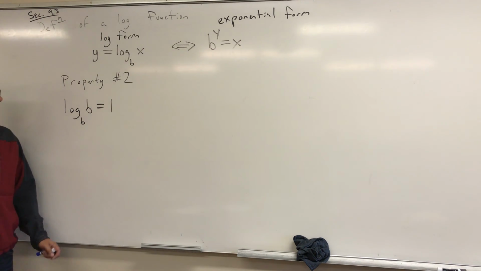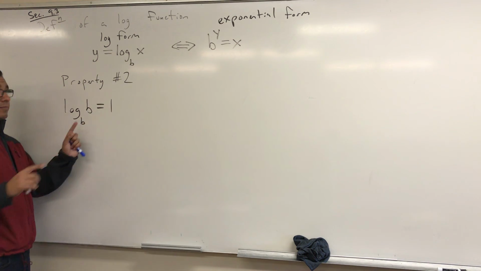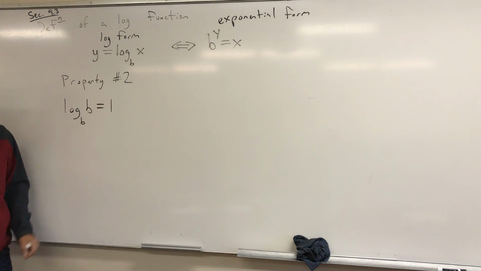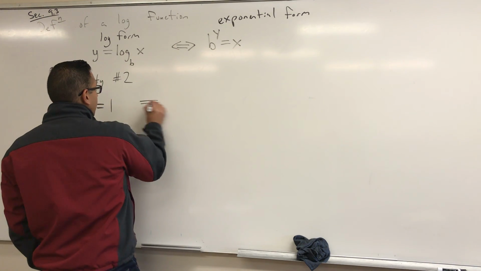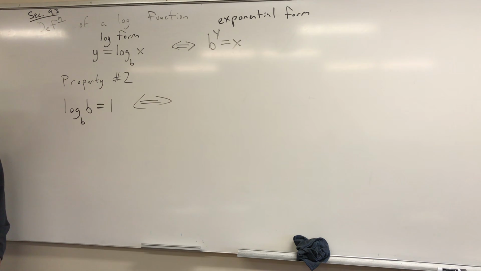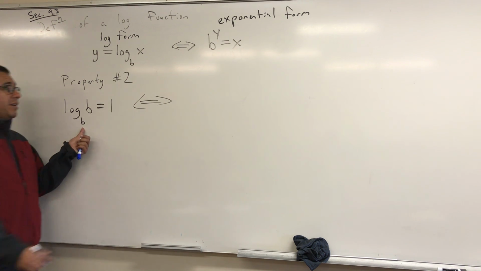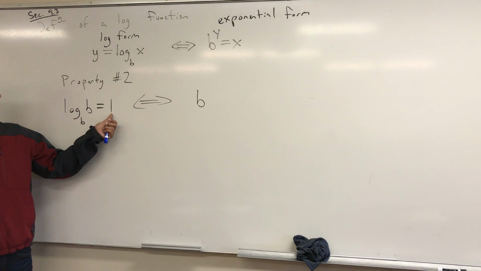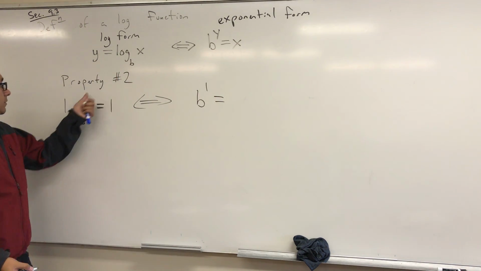But let me give you the real reason. If the base and the argument are the same, boom, you get 1 as your answer, and notice there's nothing else here. Here's the reason why. This is log form, let me change it to exponential form. My base is b. My exponent is 1. And boom.